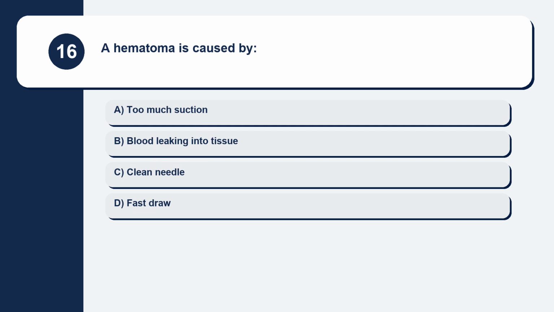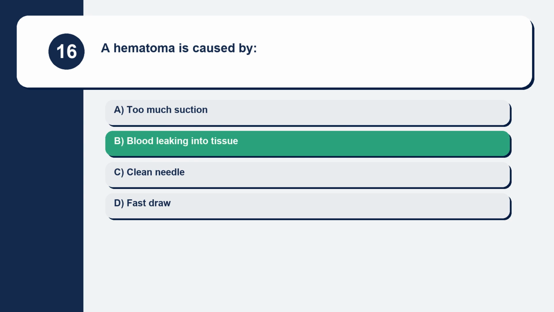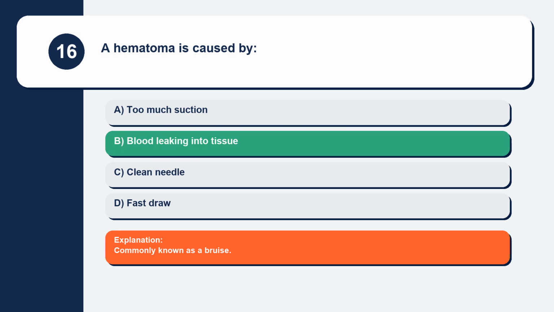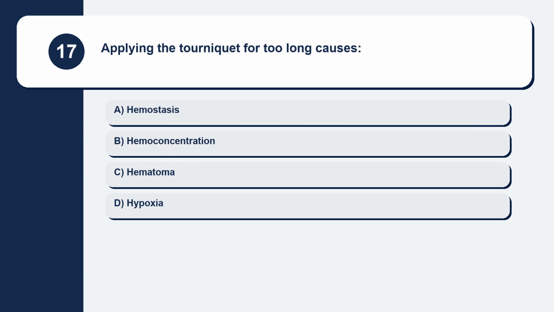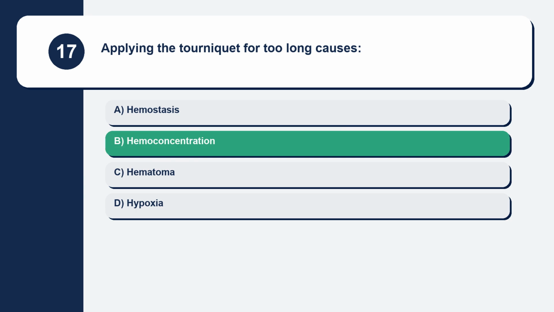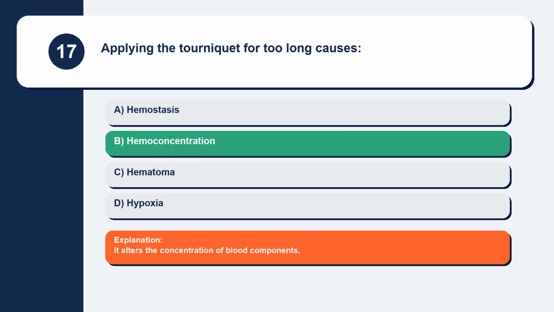Question 16. A hematoma is caused by too much suction, blood leaking into tissue, clean needle, fast draw. Commonly known as a bruise. Question 17. Applying the tourniquet for too long causes hemostasis, heme concentration, hematoma, hypoxia. It alters the concentration of blood components.